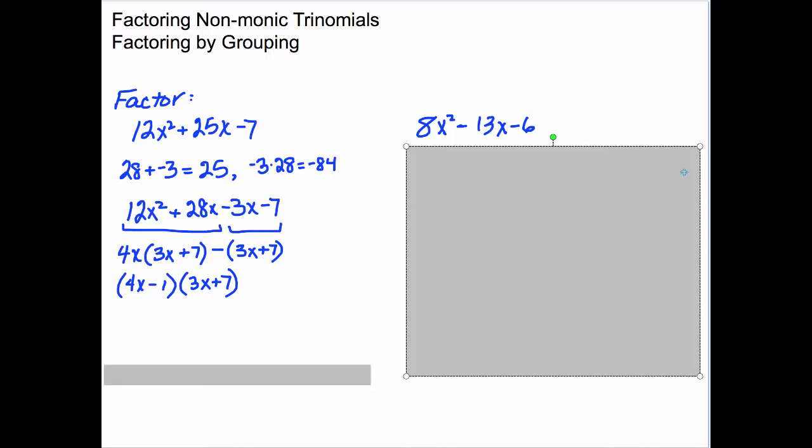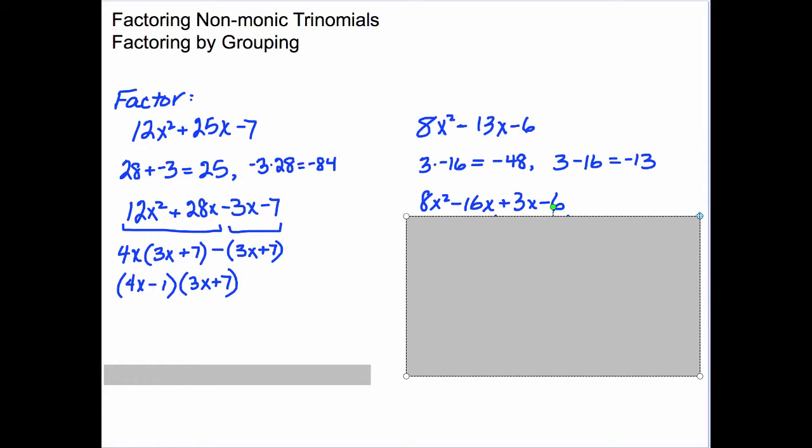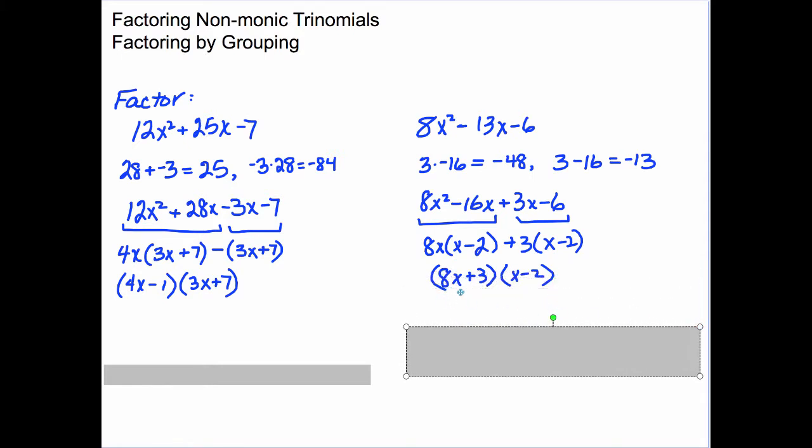In the second example, we need two numbers that multiply to negative 48 and add to negative 13. And again, with a little trial and error, we found that 3 and negative 16 work. So we'll rewrite splitting the middle coefficient, the x coefficient, into 8x squared minus 16x plus 3x minus 6. We group, factor out the 8x from the first two, factor 3 from the second two terms, and we have the answer of 8x plus 3 times x minus 2.